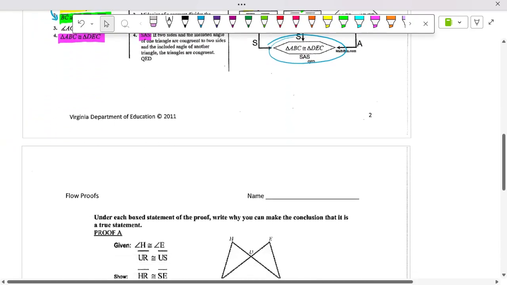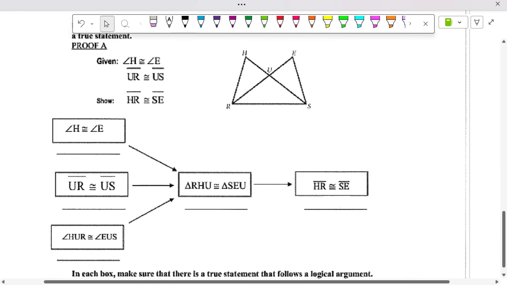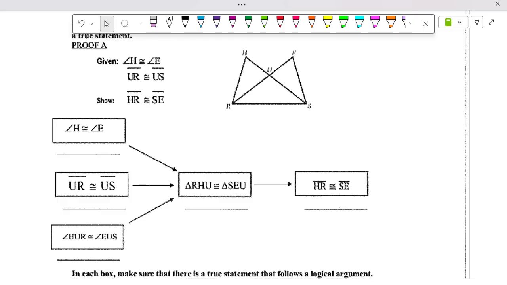So let's try some. This is where you're going to want that blue sheet out from last Friday, that blue graphic organizer, and look at your geometric proofs and reasons on the back. So this is one where they gave you the statements. You have to come up with the reasons why it's true.